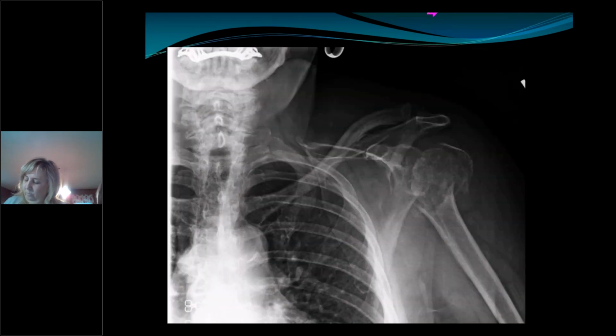This is an unfortunate injury. This is a patient who has a proximal humerus fracture. And you look at it, I always describe these kind of like an ice cream cone.